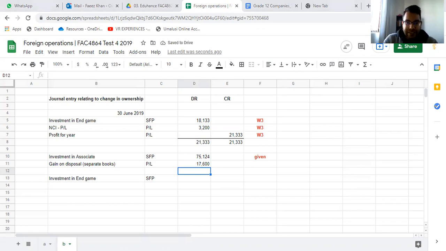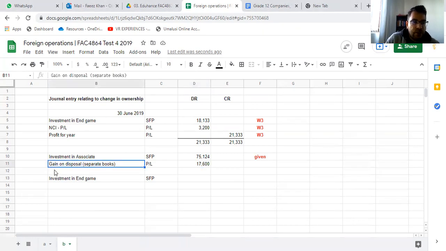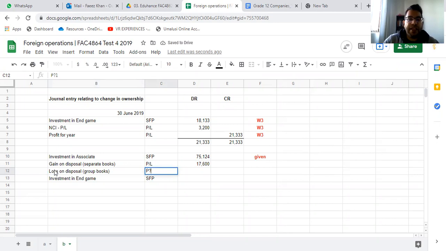Then they told us that the group made a loss. So here we know it is a loss on disposal. A loss on disposal. This is the group books, from the group perspective, and that will go to P&L. Because they made a loss, we need to recognize it as a loss.